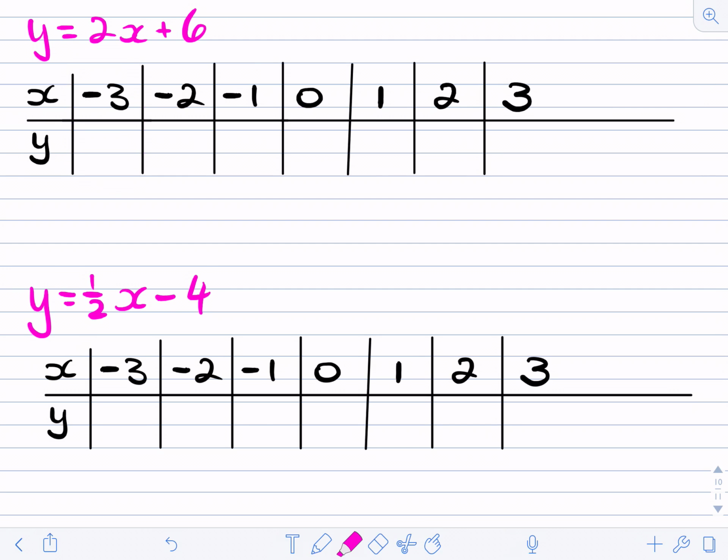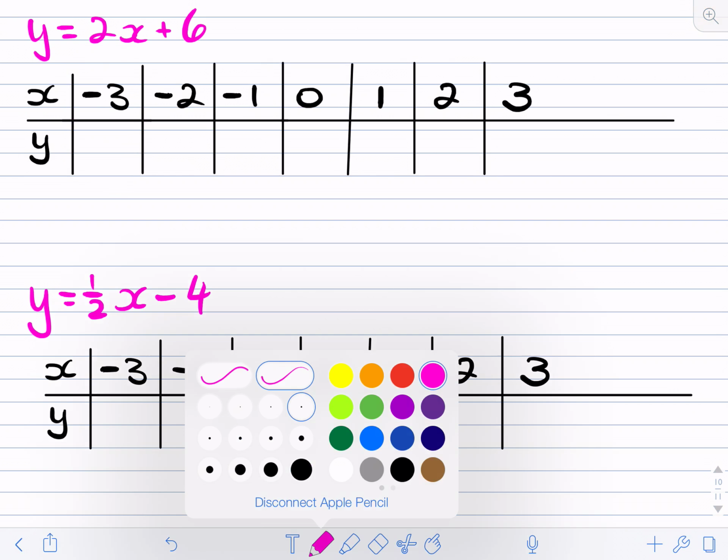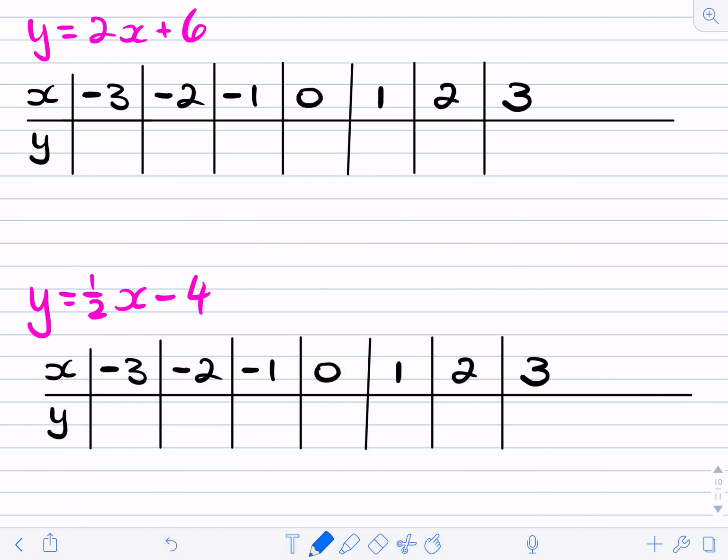I'm going to put the first one as if I was to write it in the calculator. Now, one key thing here is whenever you're dealing with negative values, you should always use brackets. So for the first one here, y is going to equal 2 times bracket negative 3 plus 6. And that's how we're going to type it into the calculator. So 2 times bracket negative 3 plus 6 is 0.